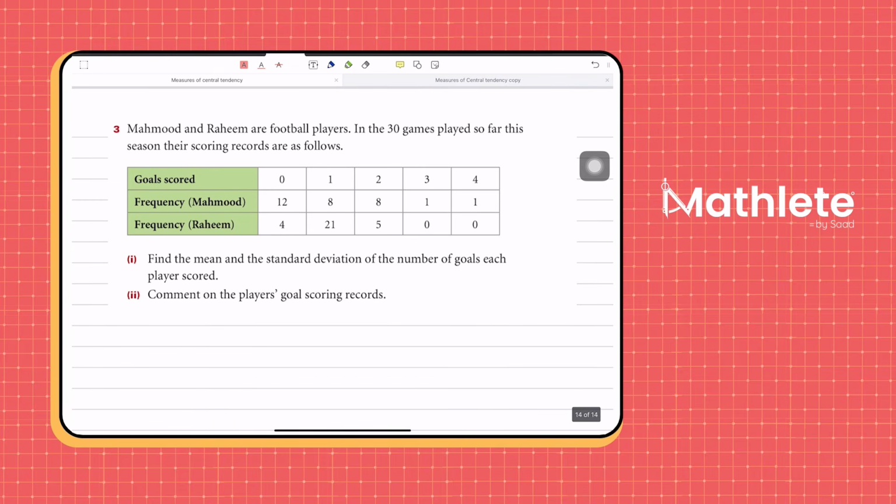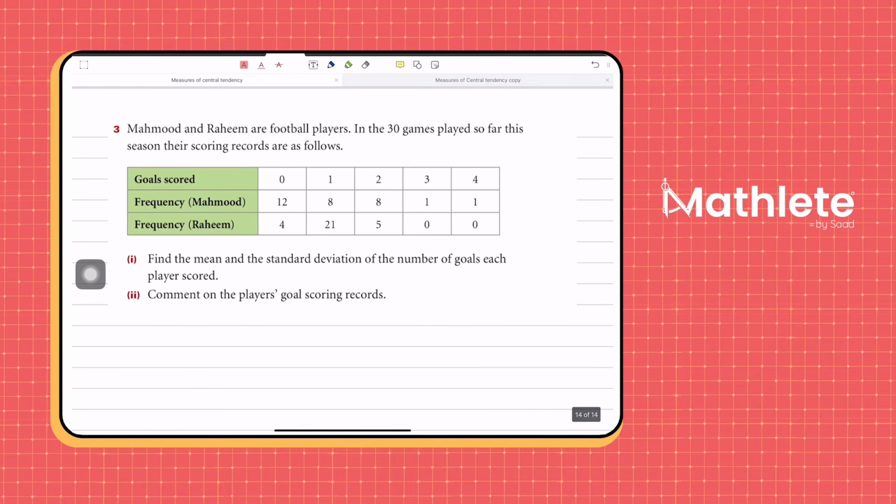Okay, so here what you have to do is find the mean and standard deviation of the number of goals each player scored. That means you've got to work it out separately for Mahmoud and separately for Rahim, and then you have to comment as well. Here's a bit of theory. I will let you figure this part out, but for that you will need your answer to the first part. So do that and then tell me your comment on the scoring record. I'll give you 5 minutes, plenty of time. You can use the first method here. No need to use the second one.